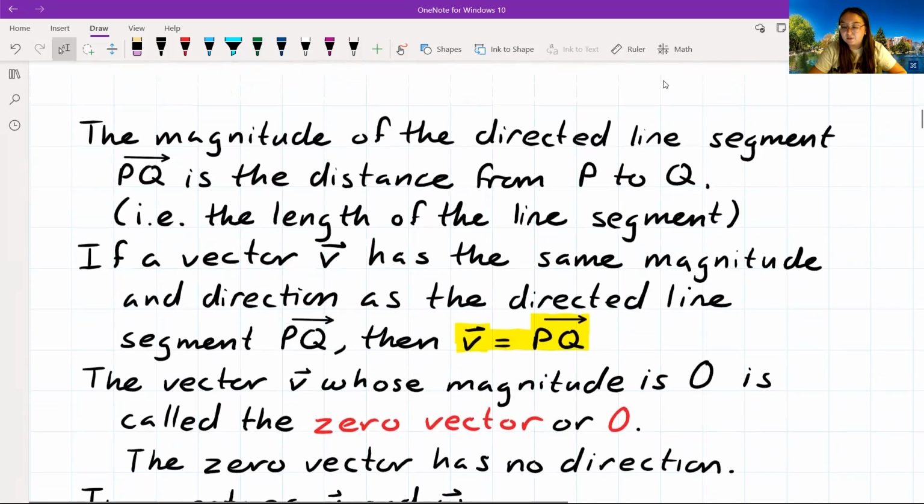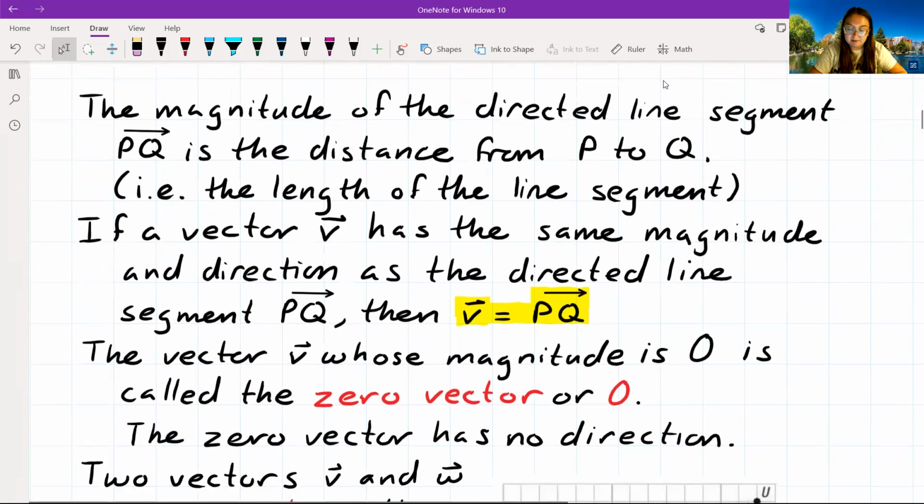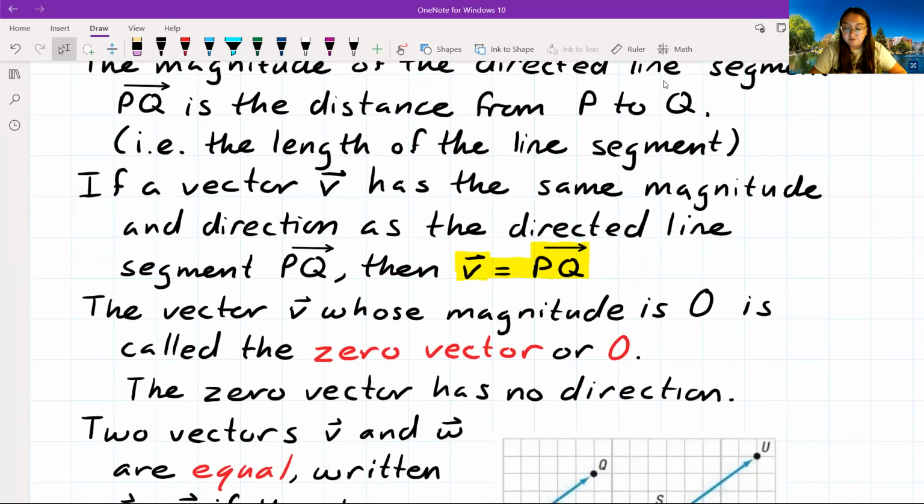The magnitude of the directed line segment PQ is the distance from P to Q. So magnitude is just going to be distance, or the length of the line segment. If a vector V has the same magnitude and direction as the directed line segment PQ, then our vector V is equal to the directed line segment PQ.